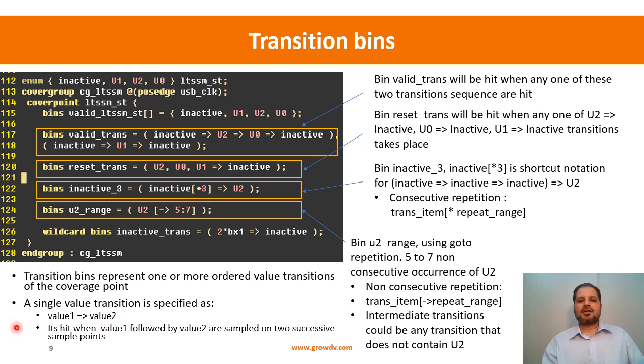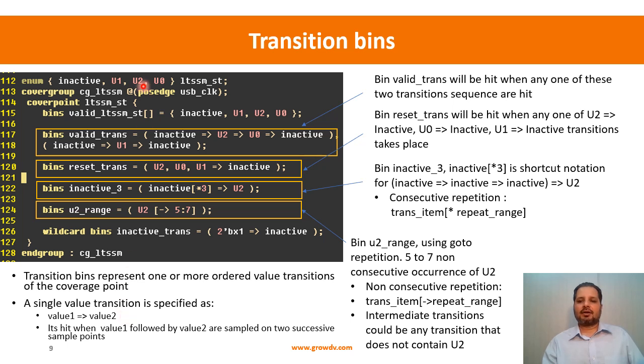And when I represent a single value transition like this, the most important point to keep in mind is that this type of transition is hit when value 1 is followed by value 2 on successive sample points. This is a very important point. It has to be sampled on two successive sample points. So if I sample it twice successively, one after another, and I find value 1 and value 2, and if I have defined a transition bin in this particular format, value 1, then an equals and greater-than symbol, and then value 2, then this particular bin will be hit. Okay, so that is what is important.